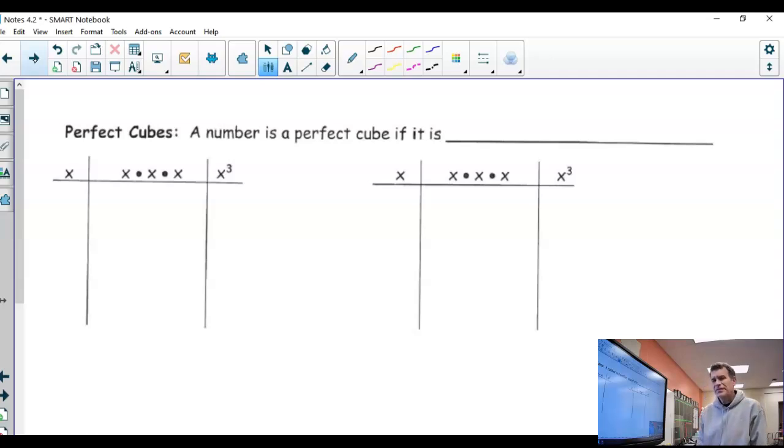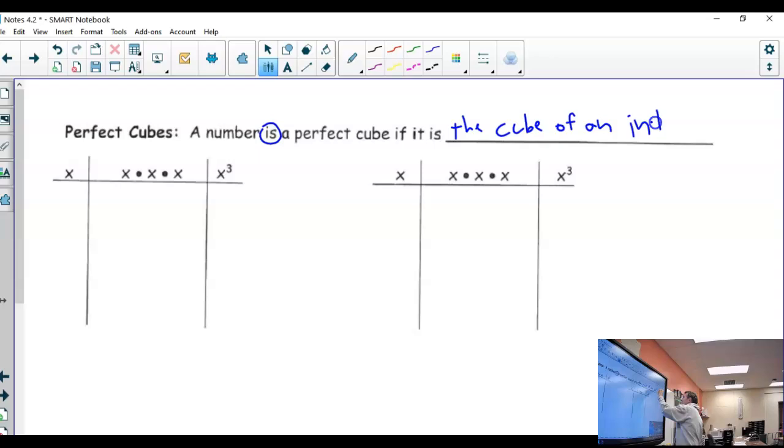Just like there are perfect squares, there are perfect cubes. A number is a perfect cube if it is, well, the cube of an integer. You remember what integers are, right? These are positive and negative whole numbers.